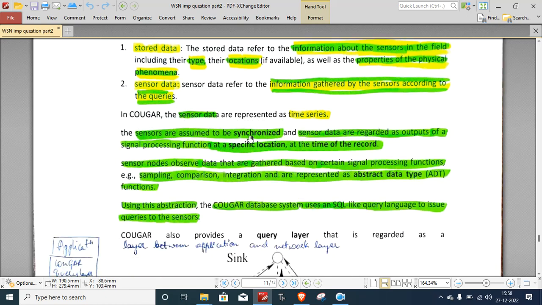The sensors are assumed to be synchronized, and sensor data are gathered as outputs of a signal processing function at a specific location at the time of record. Sensor nodes observe data that are gathered based on certain signal processing functions, for example sampling, comparison, integration, and are represented as abstract data type (ADT) functions. Using these abstractions, the COUGAR database uses an SQL-like query language to issue queries to the sensors.